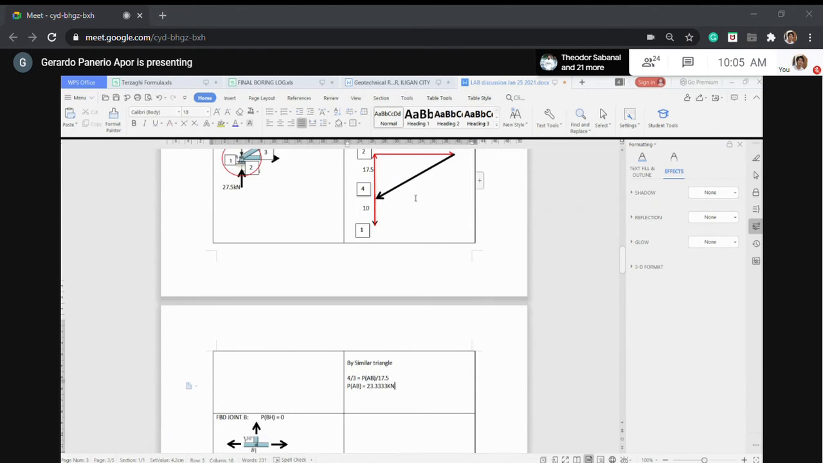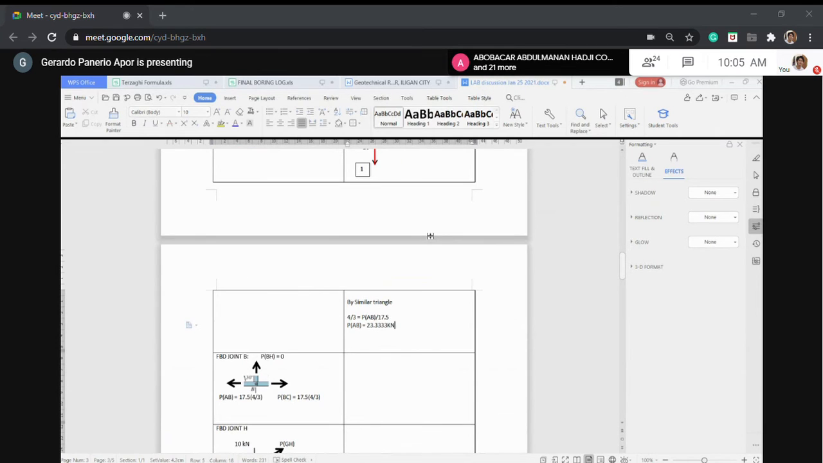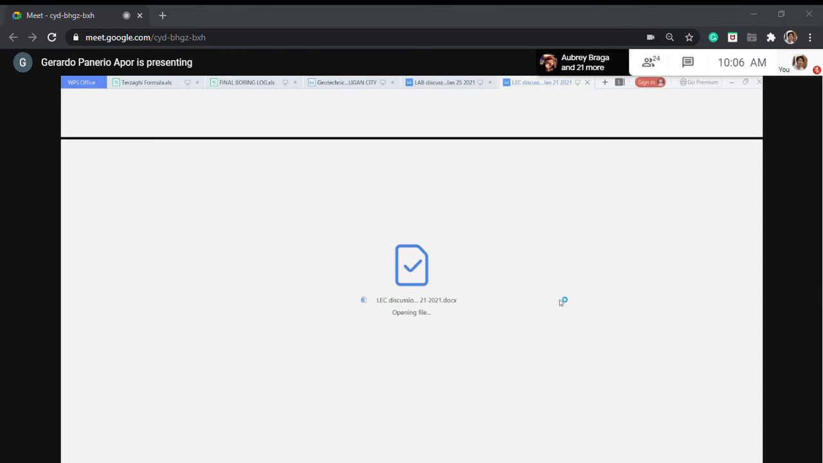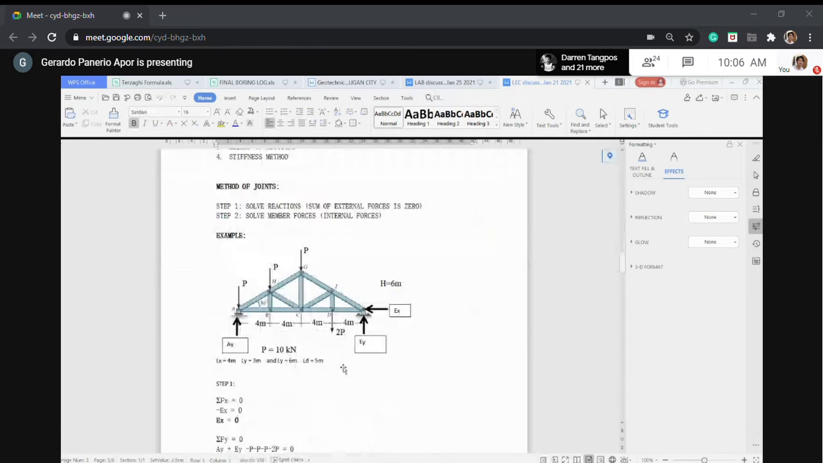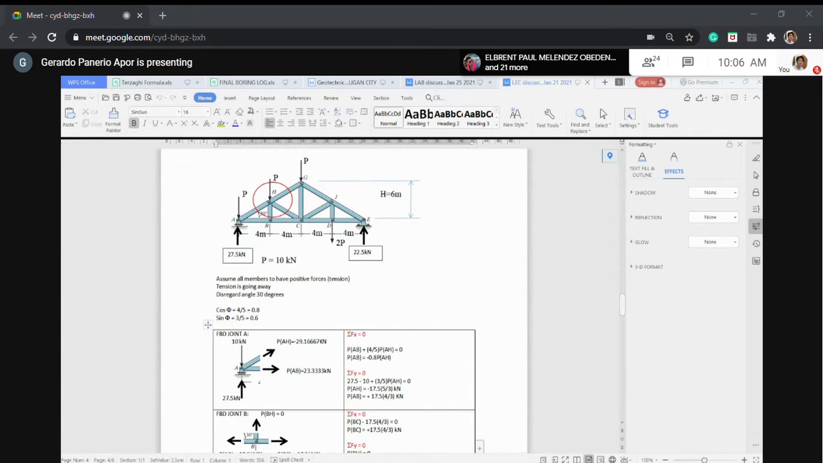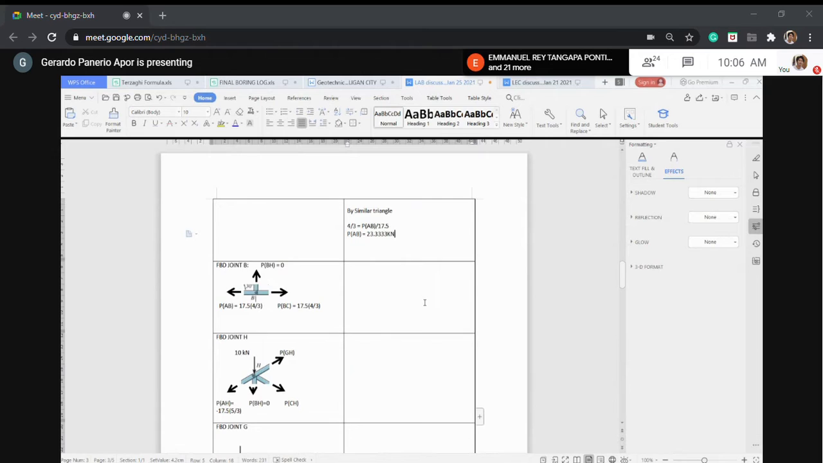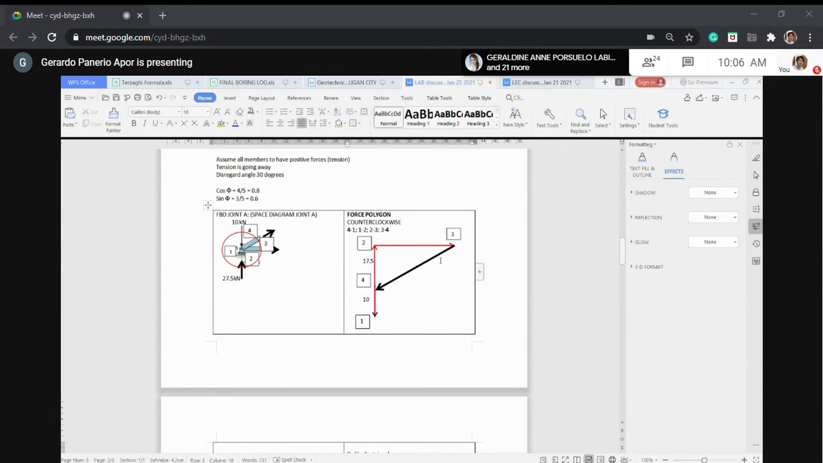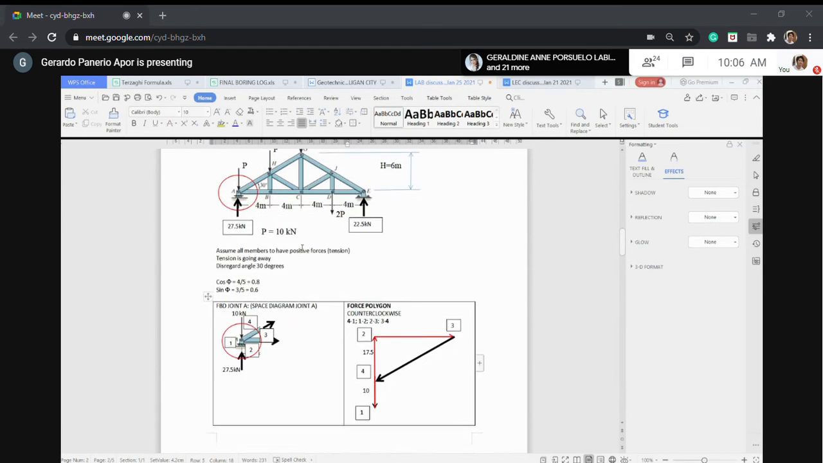Did you get this at first? No? I will check whether you got it. Oh yeah, the same. So that's 23.33. And this one is what we know as line 3 to 4 that represents member EH.